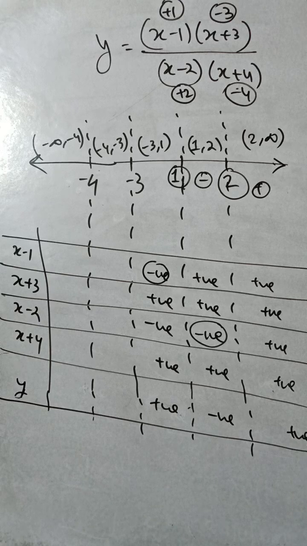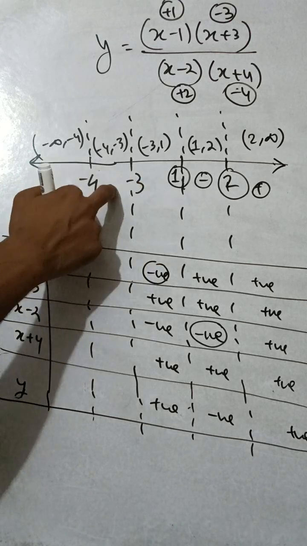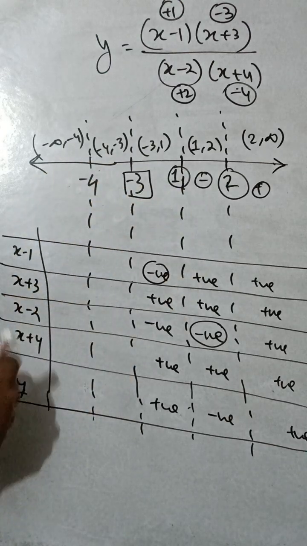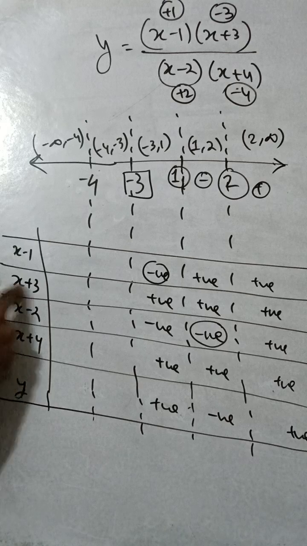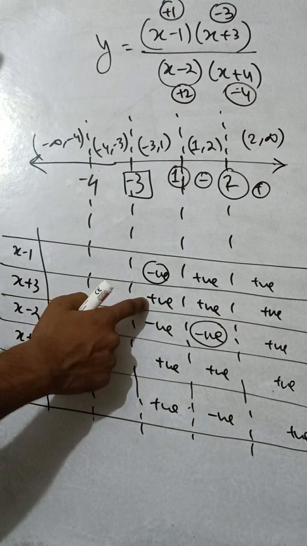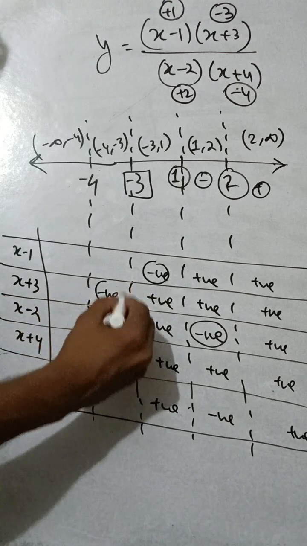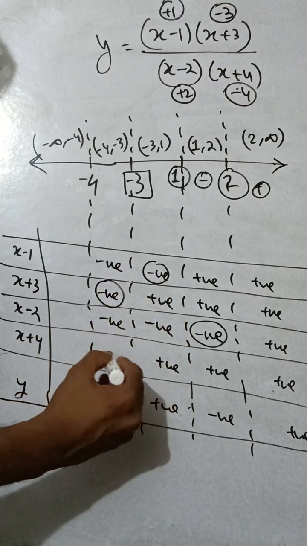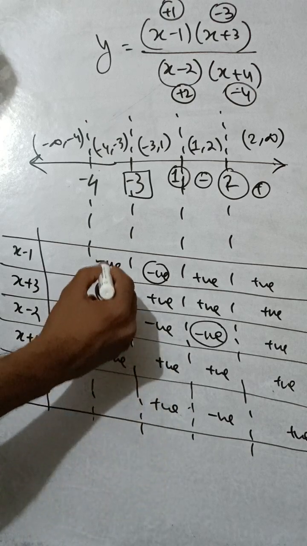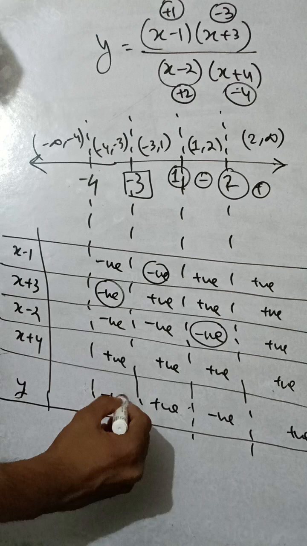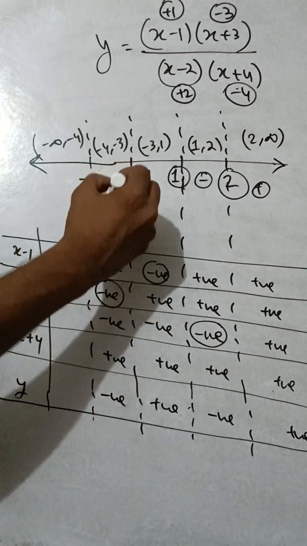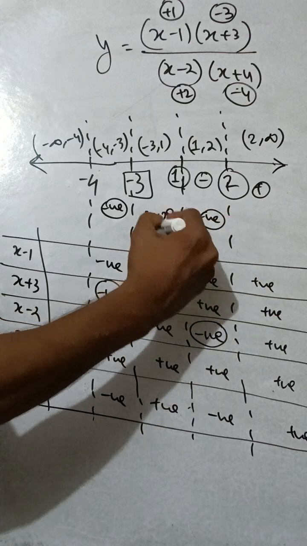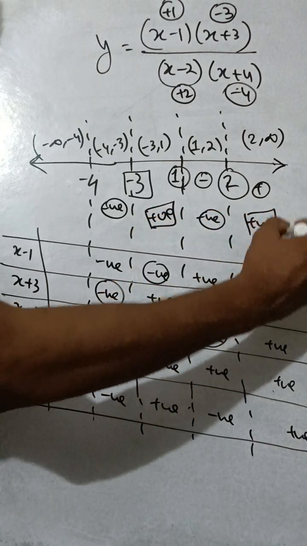Similarly, when it moves into the fourth region, we are crossing the critical point -3, which belongs to x plus 3. x plus 3 was positive last time, so it will become negative now, and everyone else remains in their last state. Now we have 3 negatives and 1 positive, so y will be negative here. So y is negative here, negative here, positive here, positive here.